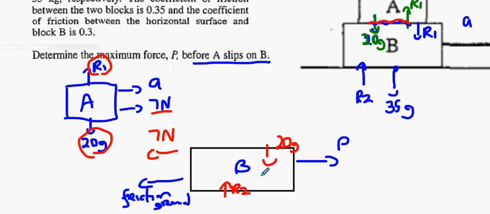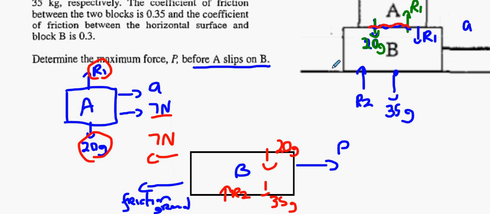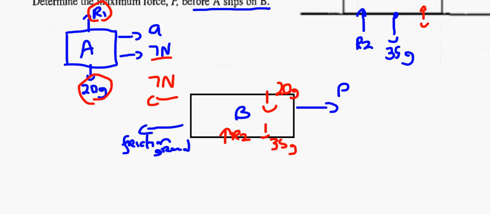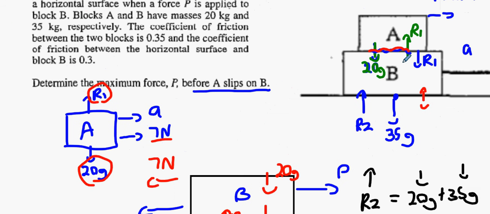And don't forget your 35g downwards. Now we're going to do statics. Because B is not sinking into the ground, B is balanced, so forces up equal forces down. This means that R2 acting upwards must equal 20g acting downwards and the 35g acting downwards. Essentially R2 is supporting the weight of both particles, and you could jump to that conclusion right away because they're both flat and both going downwards.